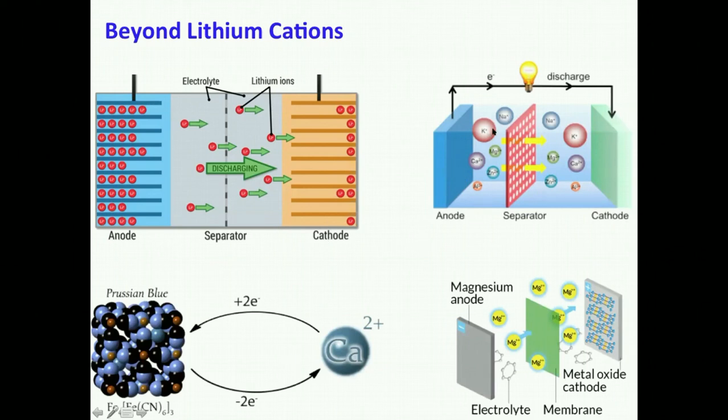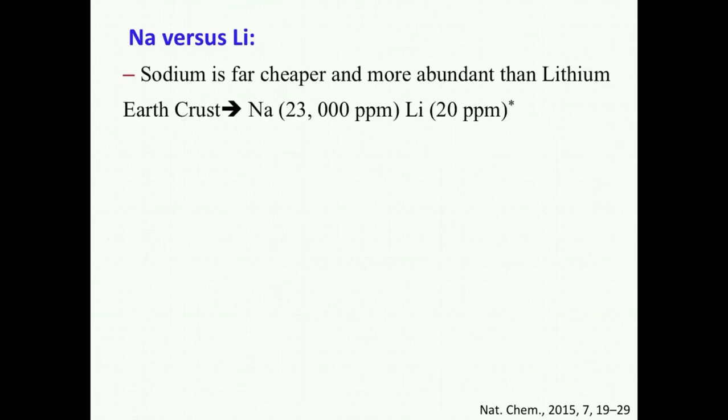Batteries can be categorized as monovalent and divalent. For example, if you are using calcium, calcium has two electrons. If you use magnesium, again, magnesium has two valence electrons. Lithium, sodium, and potassium have a single electron. So the energy density will depend on those valence electrons. So now, sodium versus lithium. Why do we need to go towards sodium-ion batteries? Because, of course, the cost is cheaper, because it's more abundant in the earth's crust. It's 23,000 parts per million for sodium compared to only 20 parts per million for lithium.